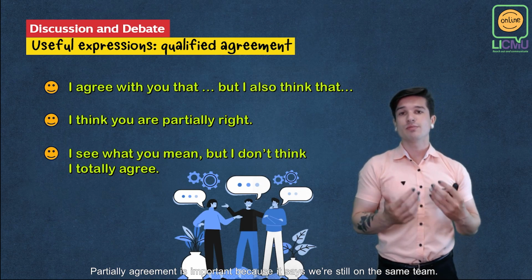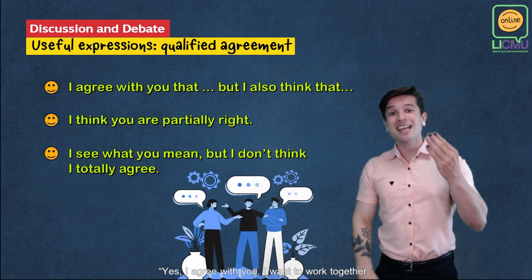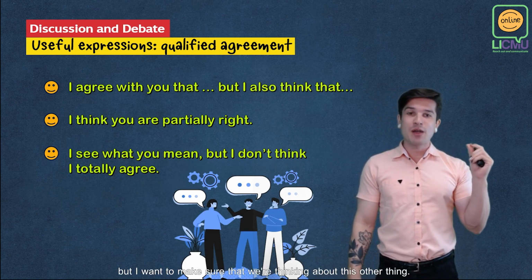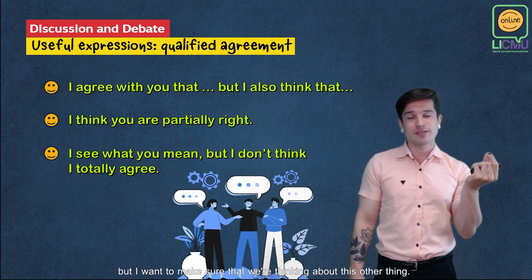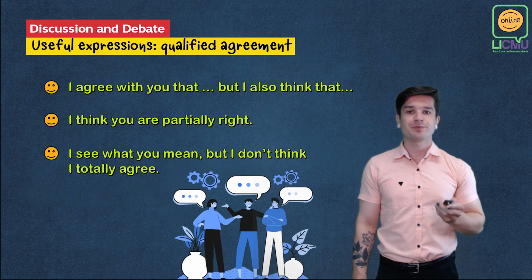Partial agreement is important because it says that we're still on the same team. Yes, I agree with you. I want to work together, but I want to make sure that we're thinking about this other thing. I want to make sure that this other idea is something that we're talking about.